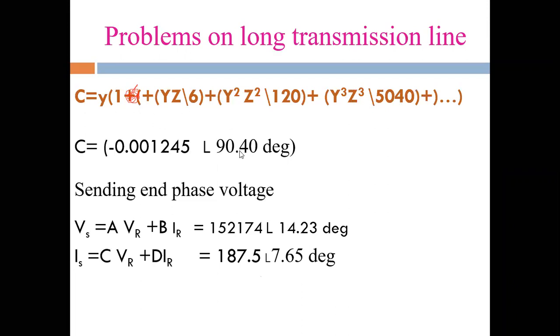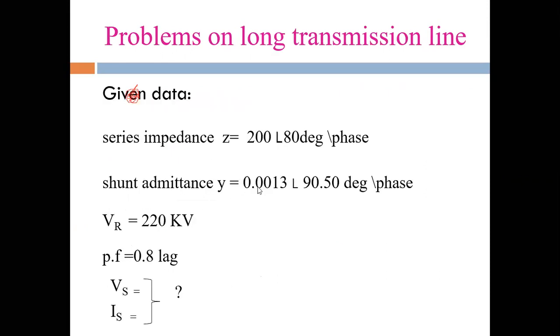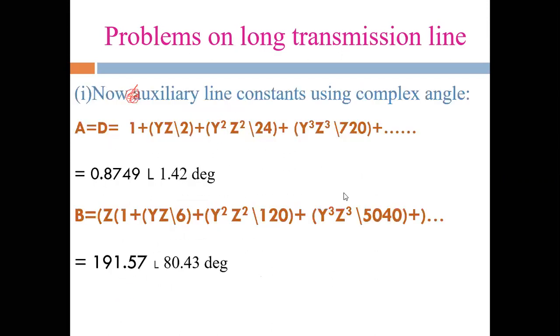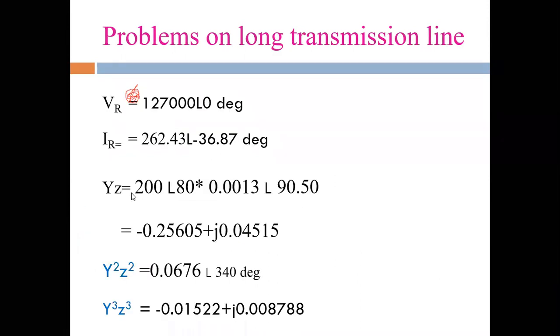After that we substitute the values. Y is equal to 0.0013 at an angle of 90.50 degrees. We substitute that value in the C formula, that is Y into 1 plus YZ. What is the value for YZ? Y into Z is equal to minus 0.25605 plus j0.04515. That is the value for YZ.